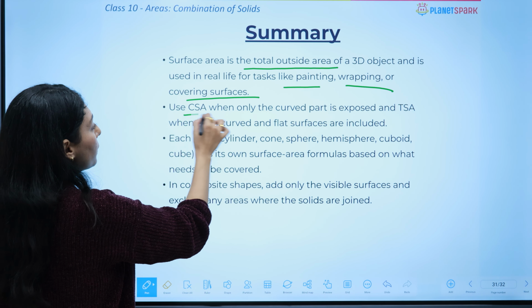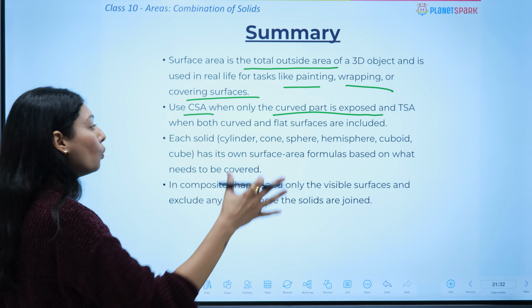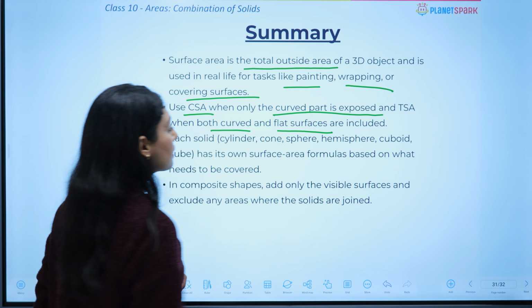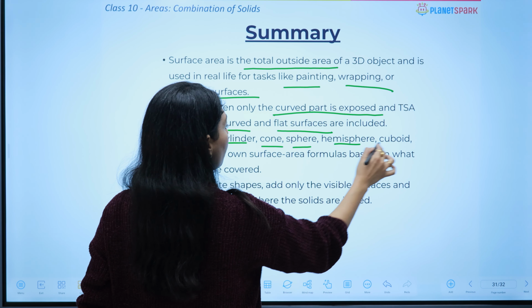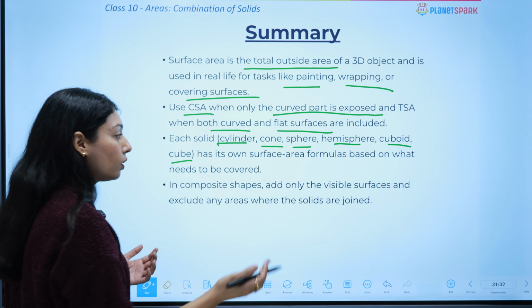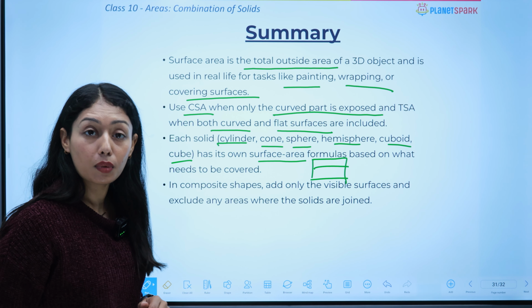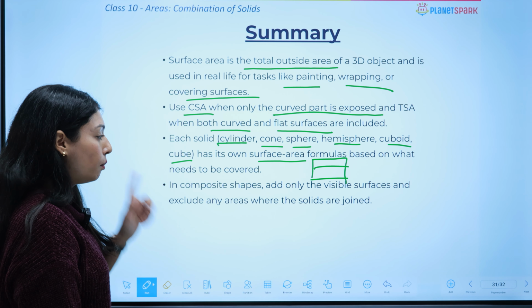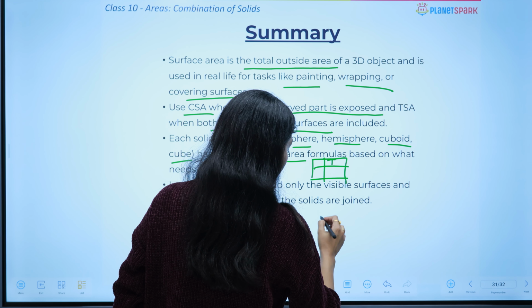When will we consider curved surface area? When only the curved part is exposed. And total surface area when both the curved and the flat surfaces are included there. Different shapes we have done here: cylinder, cone, sphere, hemisphere, cuboid, cube. They have its own area formula. For that, I guess you all already have made the sheet, everybody. The formula sheet, very important. Made it there for such chapters, so you can put the surface areas there, right?